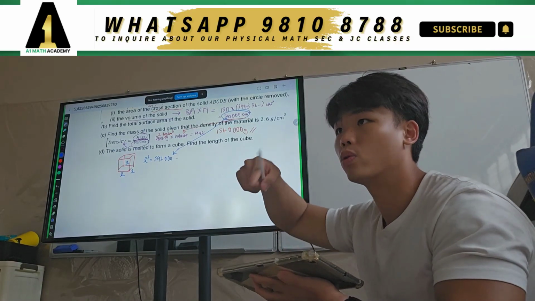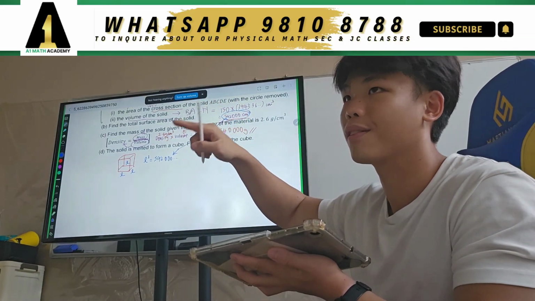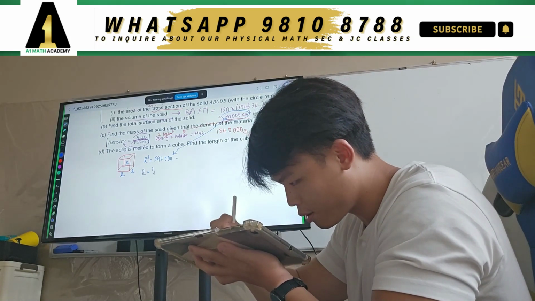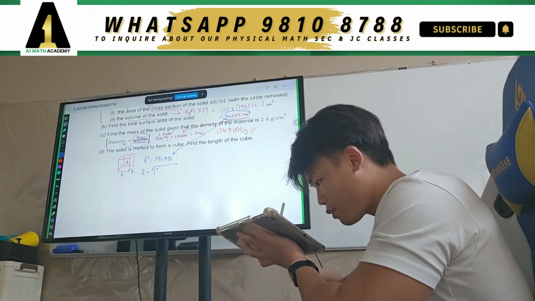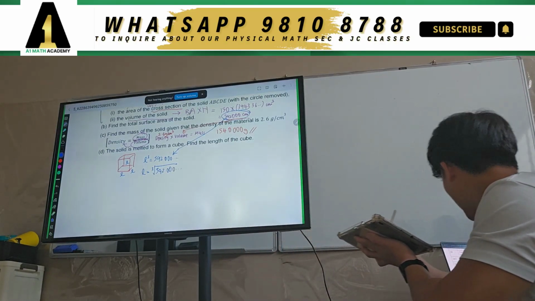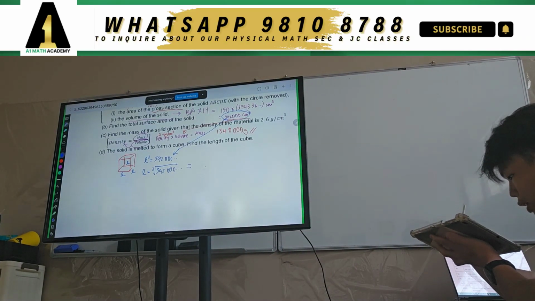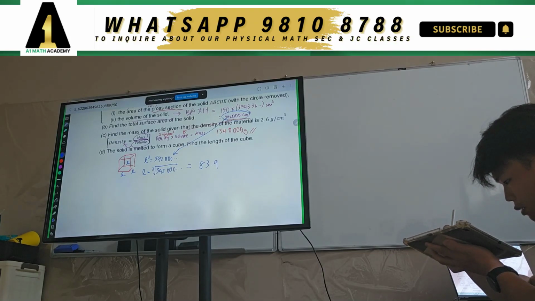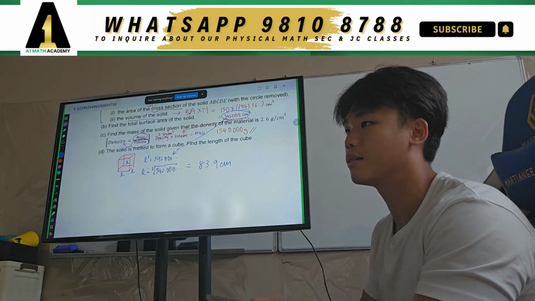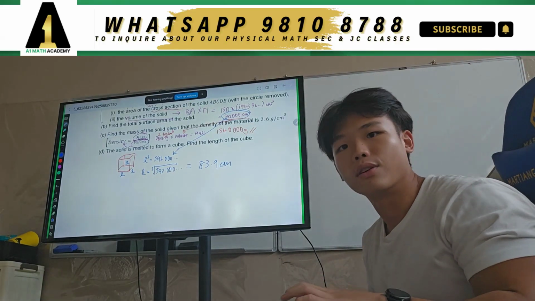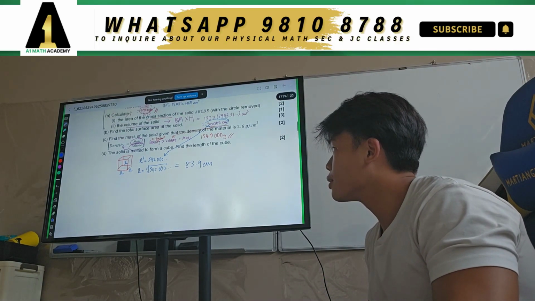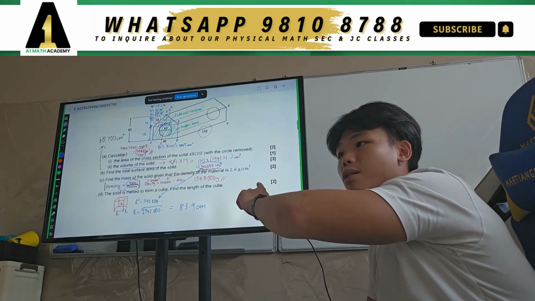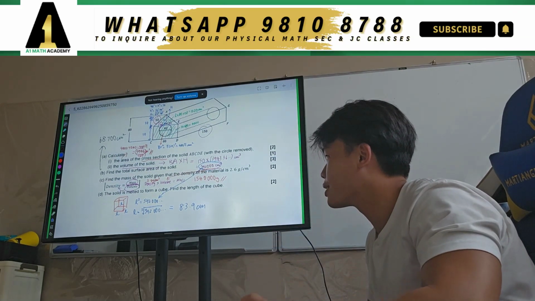Therefore, how do you find L? How do you get rid of the cube? You cube root it. So L is cube root your answer from above. Dot dot dot. The final answer should be 83.9 cm. Because now we're finding the length. Then that's about it for this. Okay, anything you want to clarify for this? Nothing. Okay, next. What's the next question?